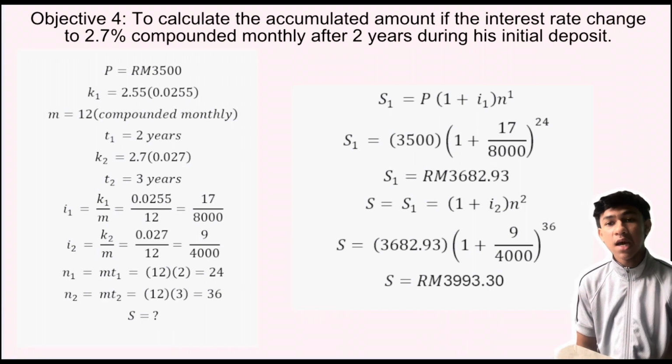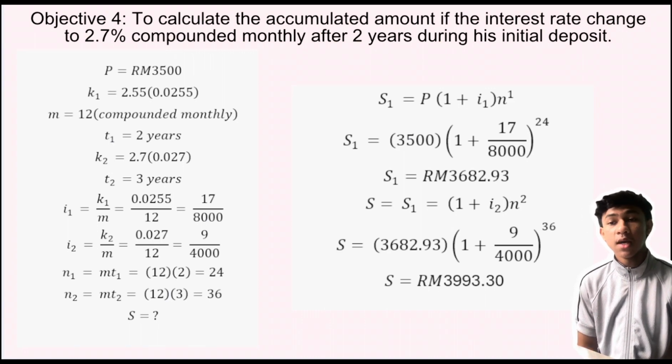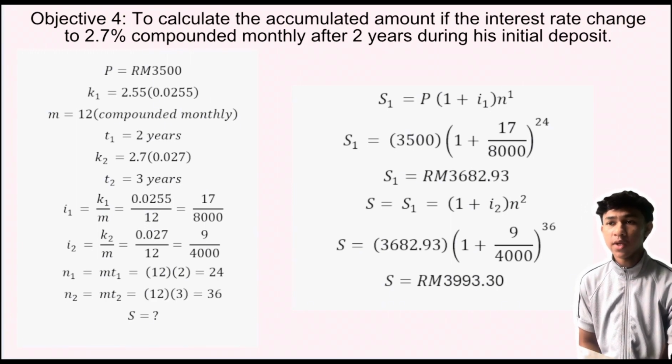I1 equals K1 over M, equal to 70 over 8,000. I2 equals K2 over M, equal to 9 over 4,000. N1 equals M times T1, which is 24. N2 equals M times T2, which is 36. Formula S1 equals P1 times (1 plus I1) to the power of N1. S1 equals RM3,682.93.